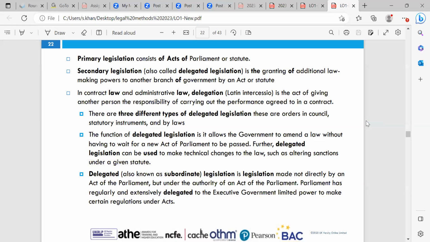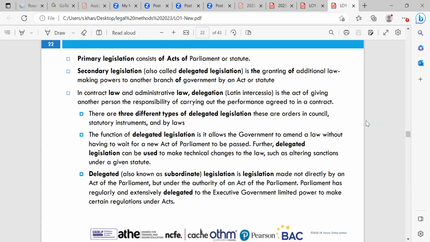Secondary legislation, also called delegated legislation, is the granting of additional law-making powers to another branch of government by an act or statute. In contract law and administrative law, delegation, in Latin delegatio, is the act of giving another person the responsibility of carrying out the performance agreed in a contract. There are three types of delegated legislation: orders in council, statutory instruments and bylaws.